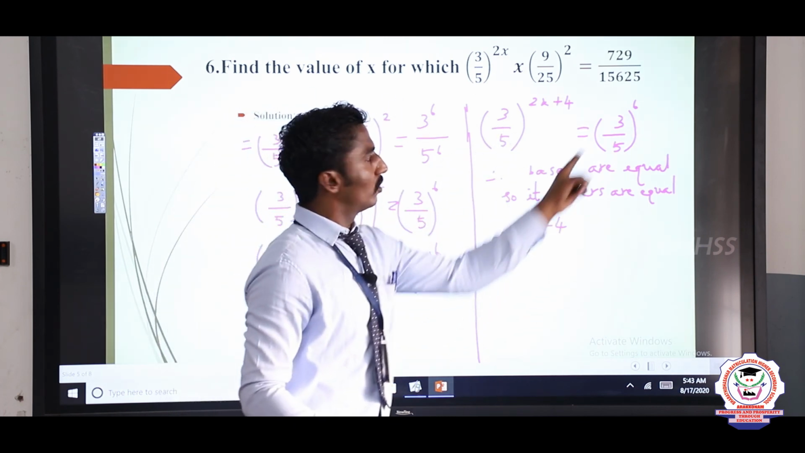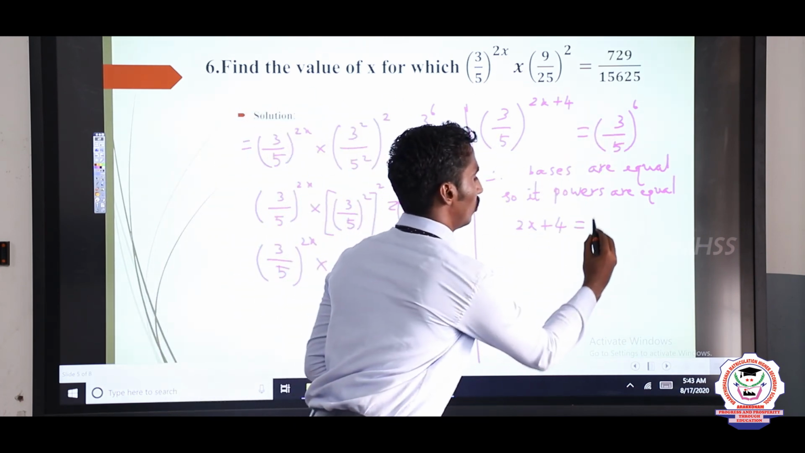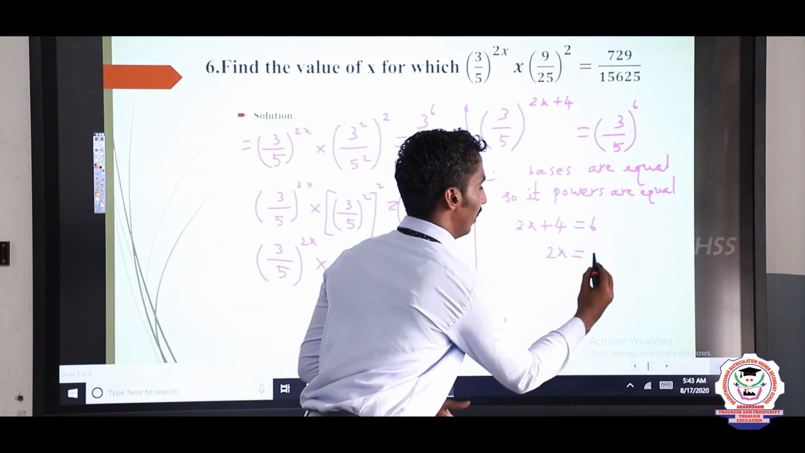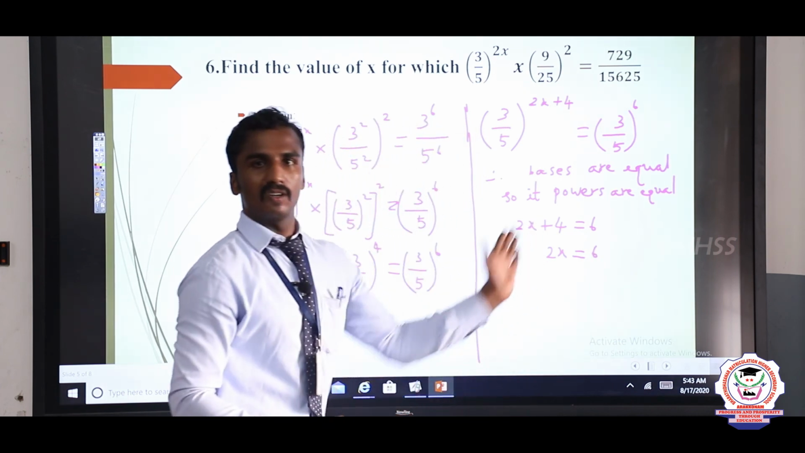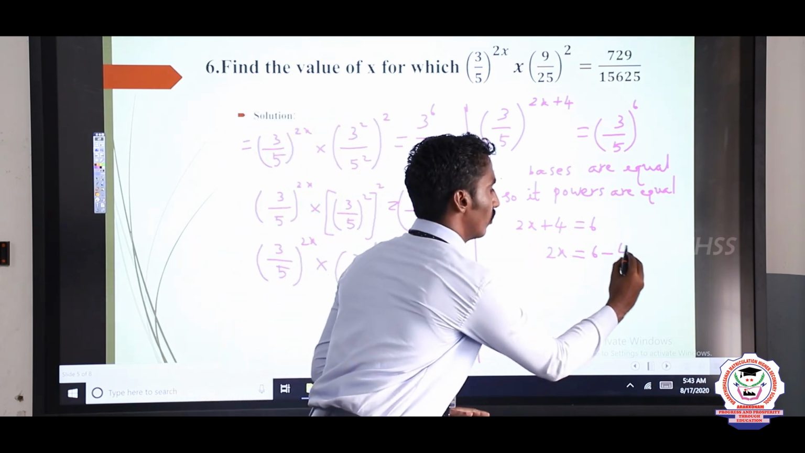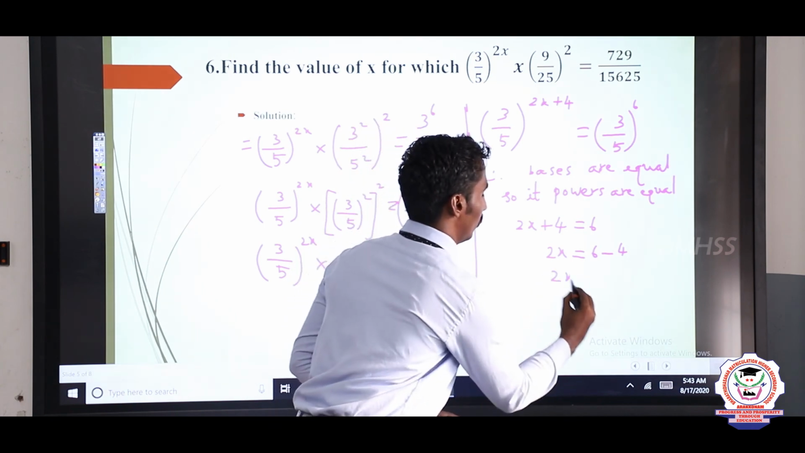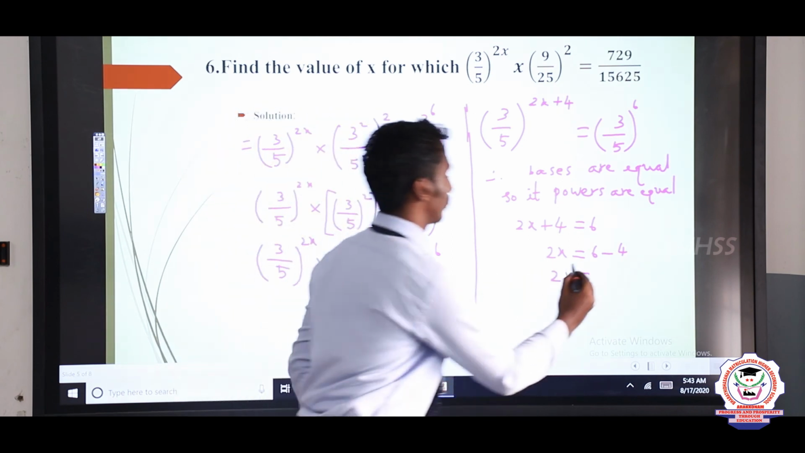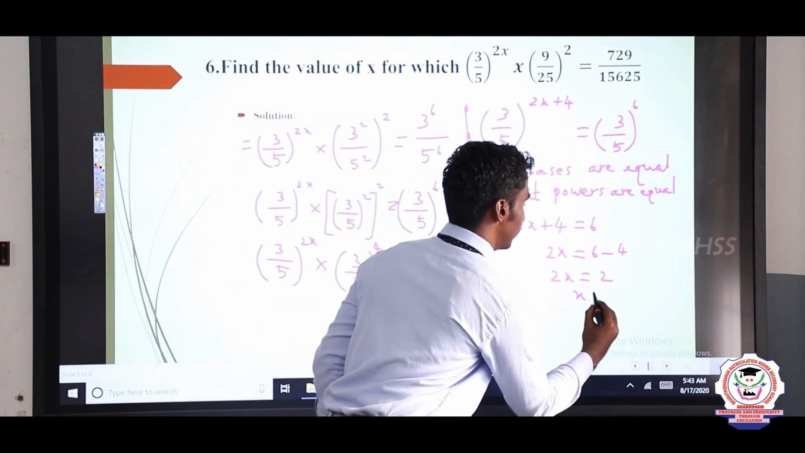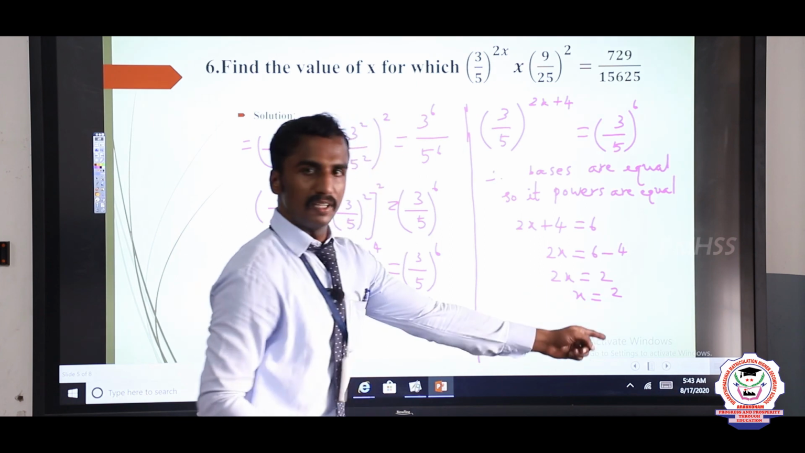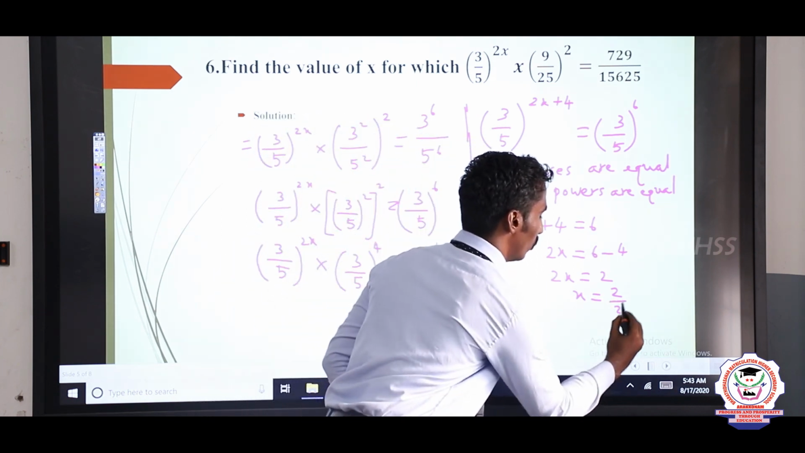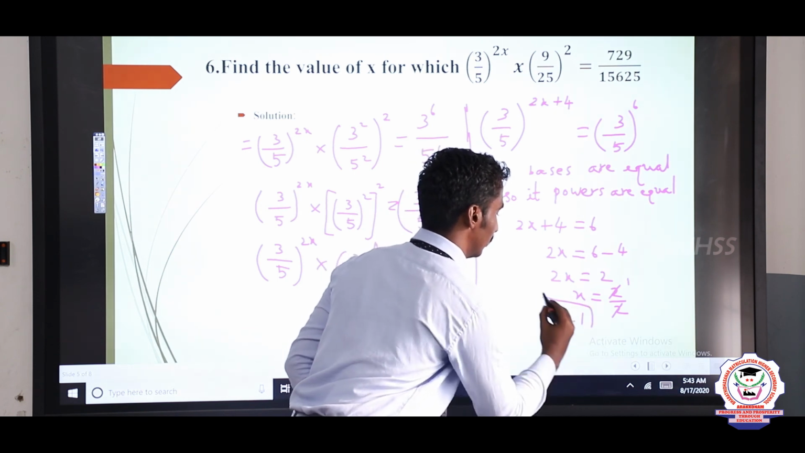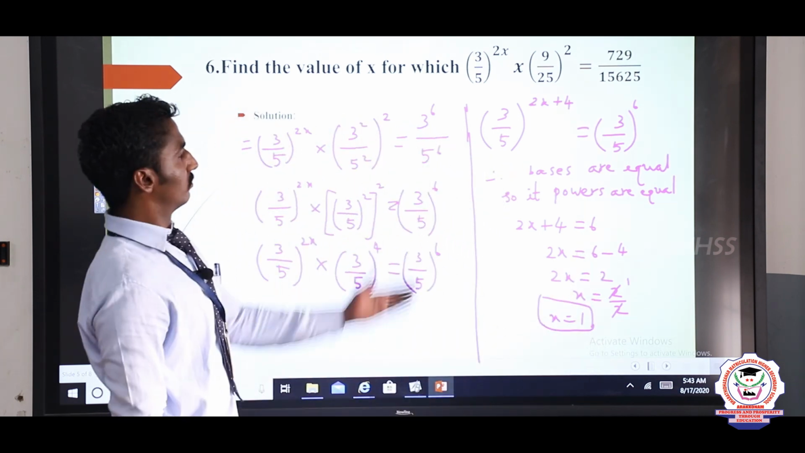So 2x equals 6. Next step, 2x equals 6. This plus 4 goes that side, we get minus 4. 2x equals 6 minus 4. 6 minus 4 equals 2. x equals 2? This 2 comes this side, divided by 2. 2 by 2 equals 1. So x equals 1. Very simple.